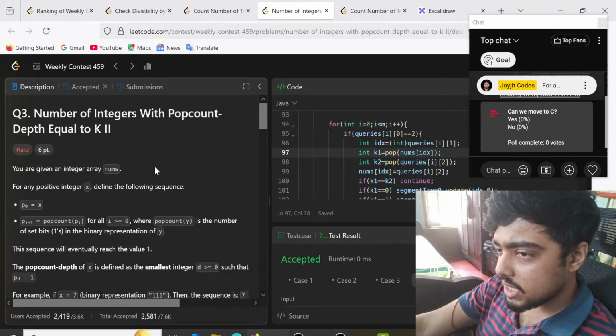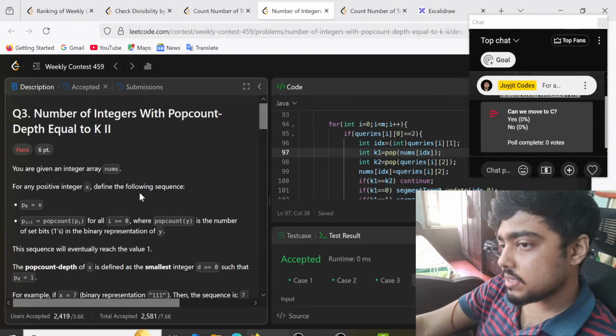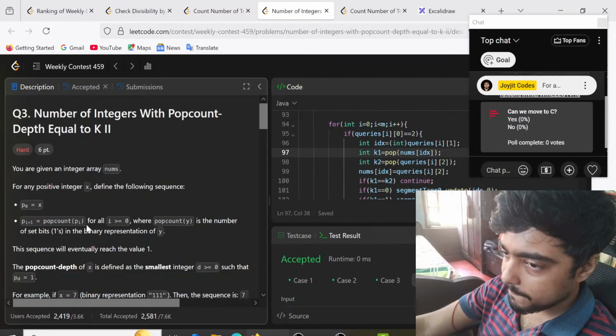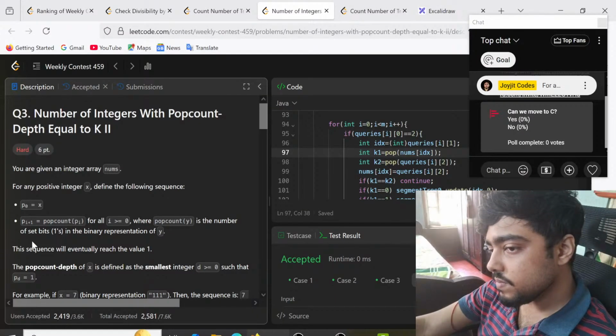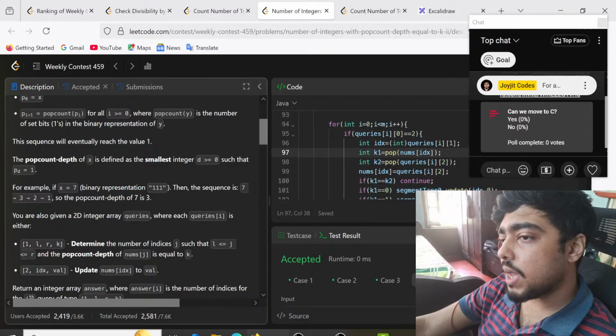You're given an integer array nums. For any positive x, define the following sequence: p naught is equal to x, p of i plus 1 is equal to pop count of p of i. So what is the pop count depth of x?